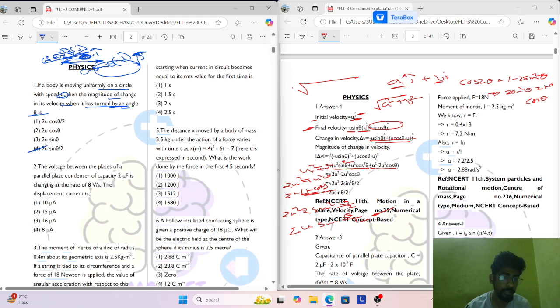Second question: the voltage between two plates of a parallel plate condenser of capacity 2 microfarad is changing at a rate of 8 volt per second. Changing at a rate, what is the meaning of this? You are getting this dV by dt. Here the rate of potential change is 8, and C you know. Now you have to calculate the displacement current, I d. What is the value of I d?